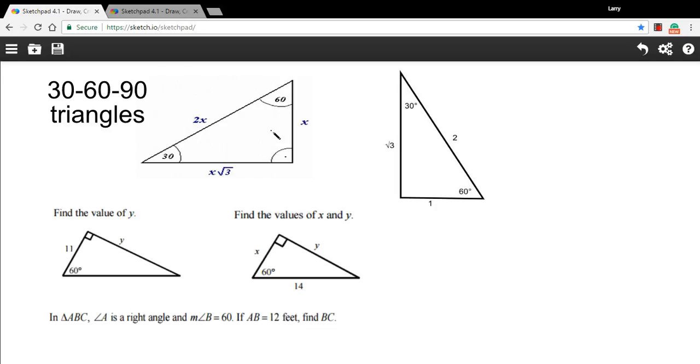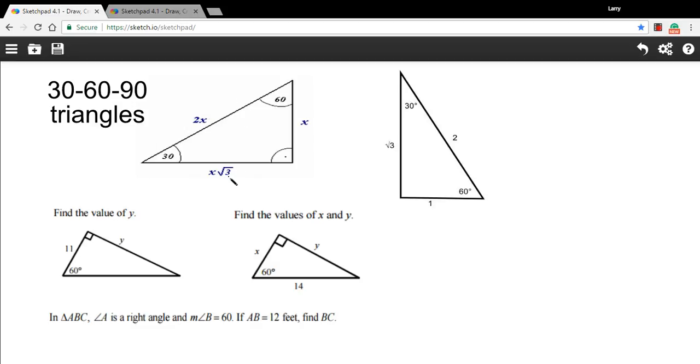So there are many applications where you find 30, 60, 90 triangles popping up. They have a particular ratio of their sides, and you can see it here. If this side is some length x, then the hypotenuse is double that shortest side. The side that's shortest is across from the 30-degree angle. The hypotenuse is the longest. That's across from the right angle. It's double the shortest side.